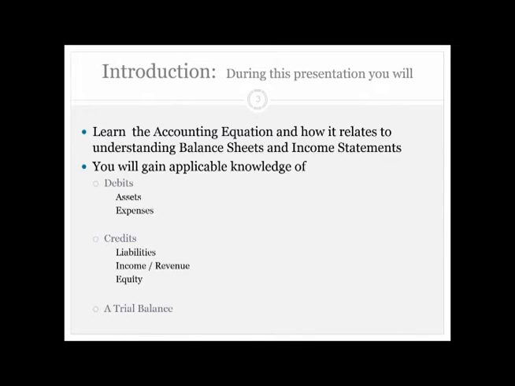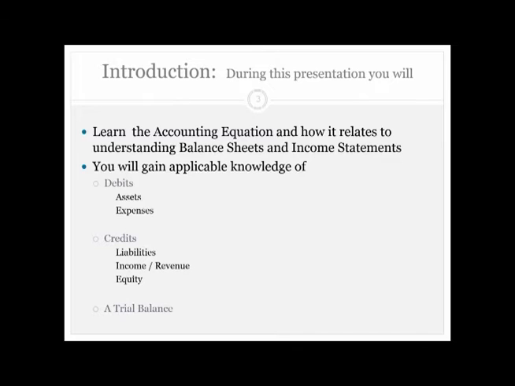During this presentation this morning, you're going to learn the basic accounting equation and how it relates to understanding balance sheets and income statements. We'll gain some knowledge on debits, credits, and your trial balance. Assets and expenses are typically reflected as debits in the balance sheet and income statement, and liabilities, income or revenue, and equity are typically reflected as credits in those statements.